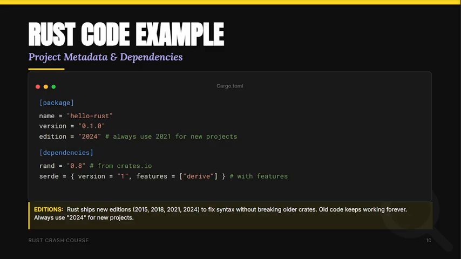When you add a dependency and run cargo build, Cargo automatically downloads it, compiles it, and links it into your project. The additional note at the bottom reinforces this. Always use 2024 for a new project, and this is currently what you should do for now.